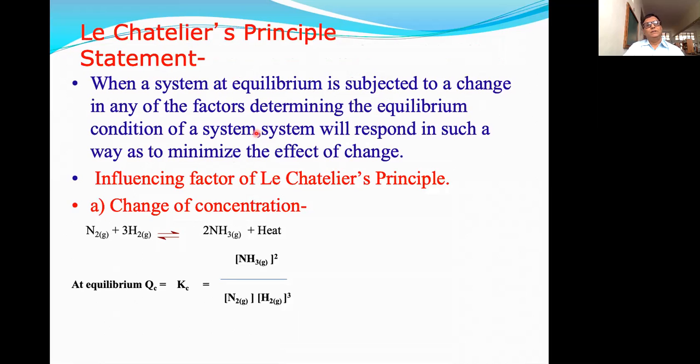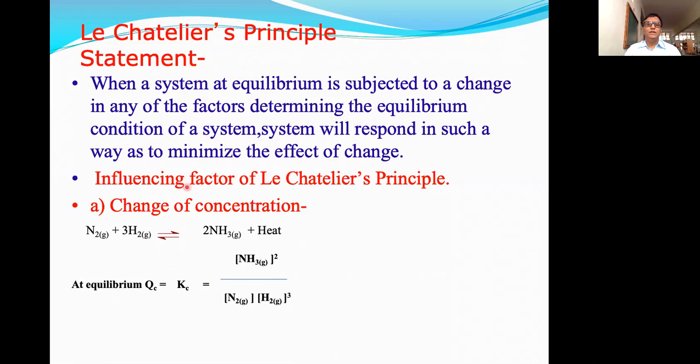Now we'll discuss Le-Chatelier's principle. First, we'll see the statement of this principle. The question may be asked to you. The statement is: when a system at equilibrium is subjected to a change in any of the factors determining the equilibrium condition of the system, the system will respond in such a way as to minimize the effect of the change. So this is the statement of Le-Chatelier's principle.